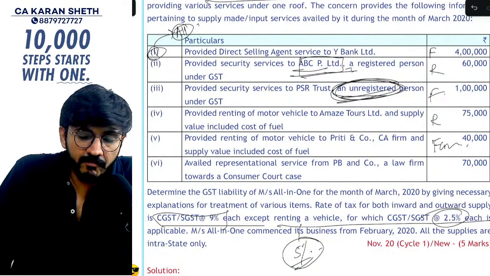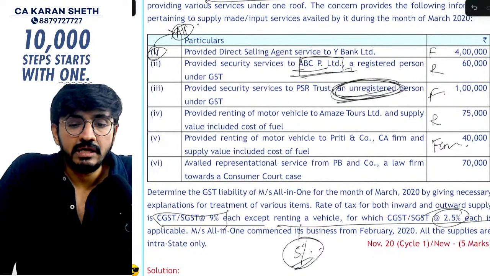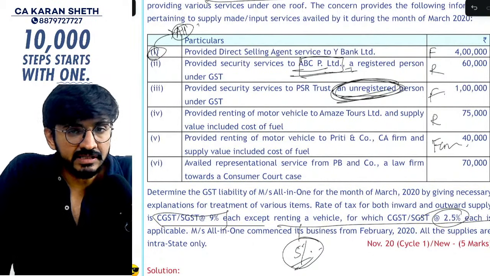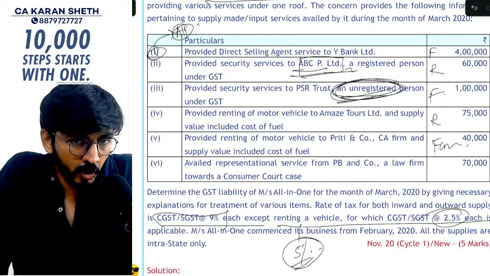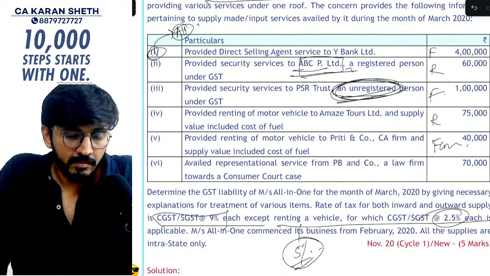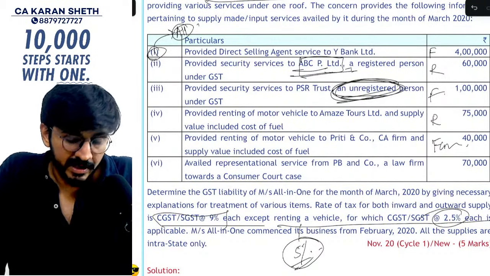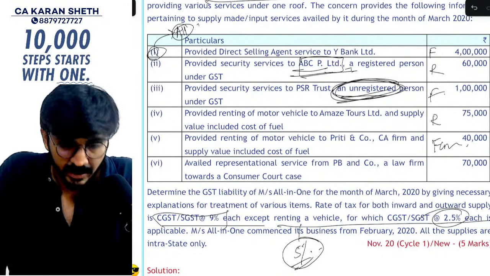It will be FCM. Why? Because recipient is not a body corporate. Recipient is a partnership firm, and what we want is a body corporate. So we are looking out for body corporate, yes, but the CA firm is not a body corporate, it's a partnership firm. RCM will not apply, FCM will apply.